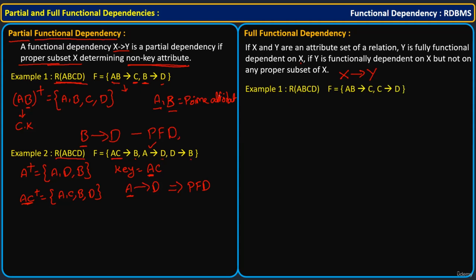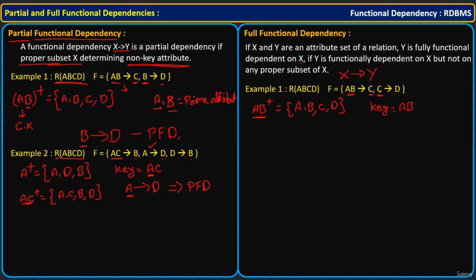So let us take one simple example here also. If you try to find the key, we are going to take the closure of A, B, because A and B are not there in the RHS part. So A, B closure: AB deriving C, C deriving D. So that's it, this is the key. So the key is going to become AB.